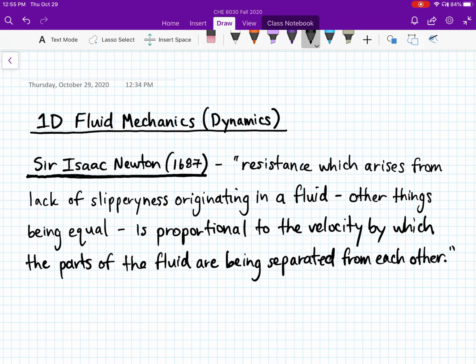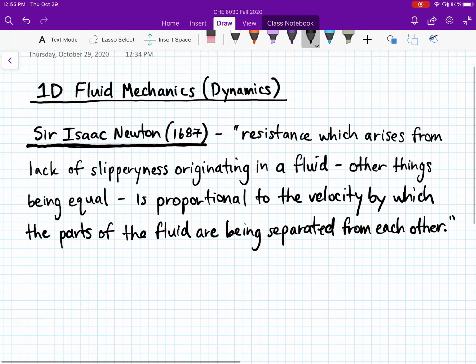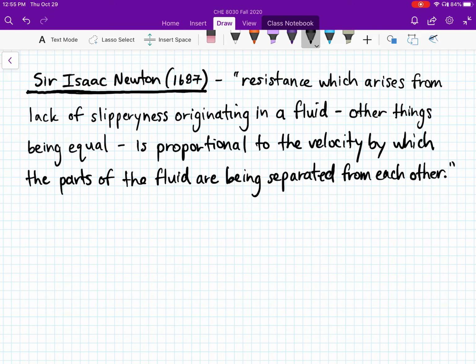And so I always like to start off this section of the course with a quote from Sir Isaac Newton, which says, "Resistance which arises from lack of slipperiness originating in a fluid, other things being equal, is proportional to the velocity by which the parts of the fluid are being separated from each other." And why do we care about Isaac Newton? Well, that's because hopefully the majority of the stuff that you focused on in your undergraduate fluid flow class were Newtonian fluids.